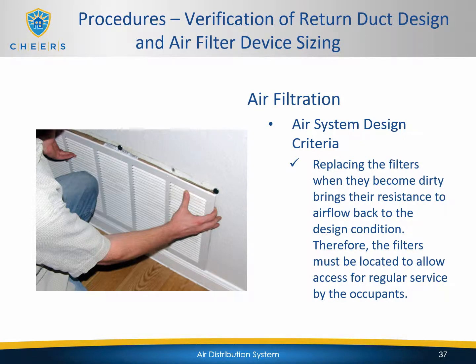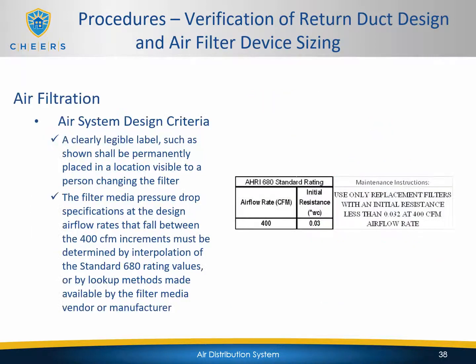Replacing the filters when they become dirty brings their resistance to airflow back to the design condition. Therefore, the filters must be located to allow access for regular service by the occupants. Part of the design criteria includes a clearly legible label, such as shown right here on the right hand side, and it shall be permanently placed in a location visible to a person changing the filter.